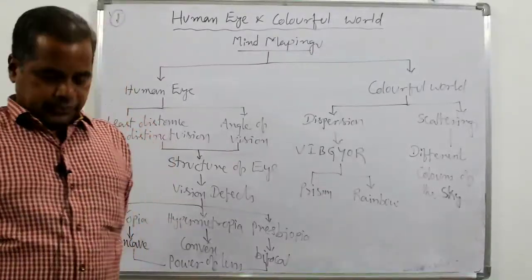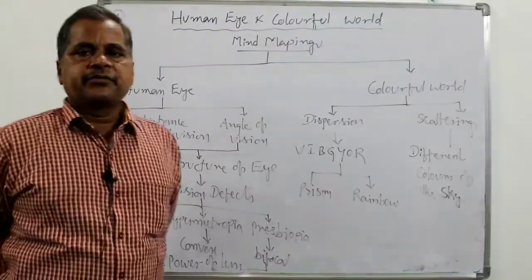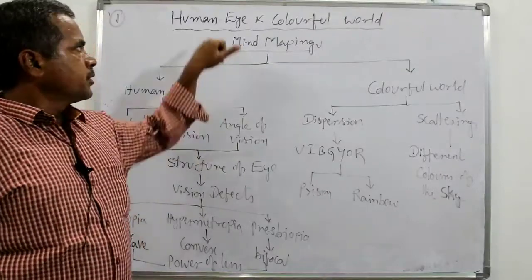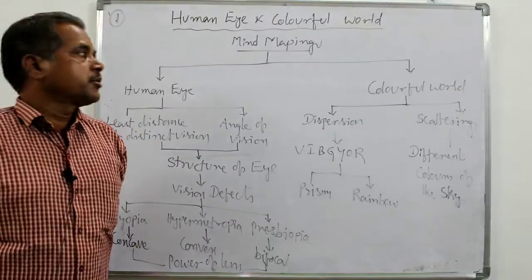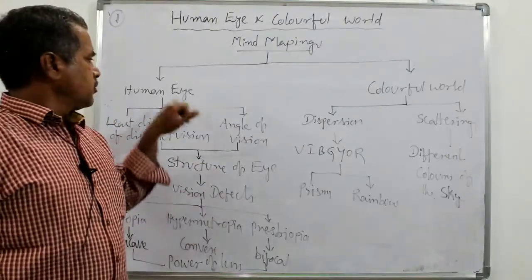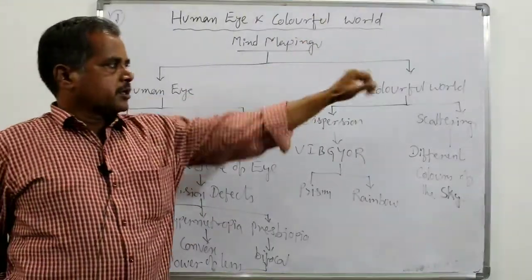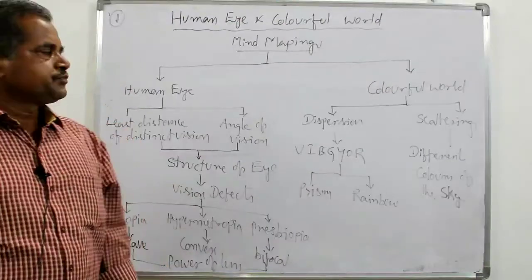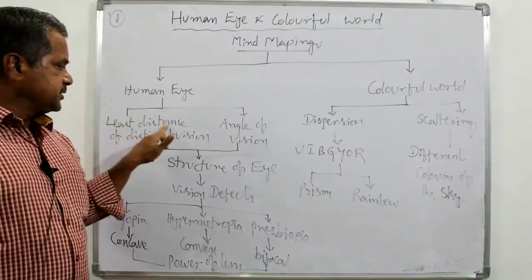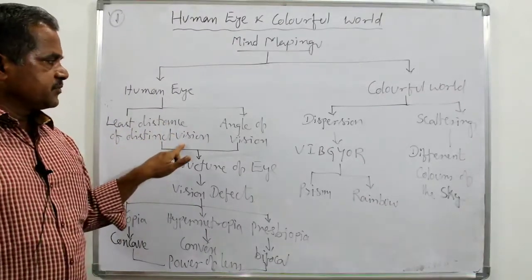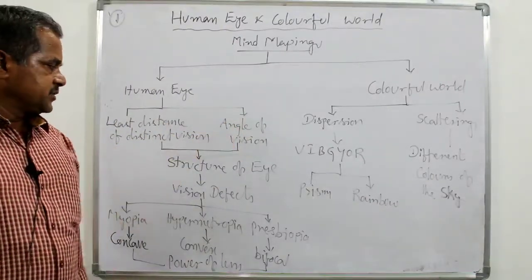Hello students, good evening. Today we are going to start a new chapter, Human Eye and Colorful World. Mainly this chapter divides into two parts. One is Human Eye and the second part is Colorful World. In the Human Eye, we are going to study about least distance of distinct vision and angle of vision.